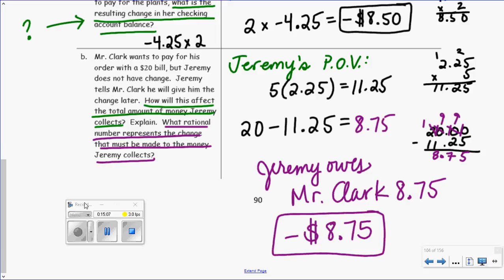Okay, so whatever Jeremy has right now, he needs to take 8.75 out of that to pay Mr. Clark back, since Mr. Clark paid too much. He didn't have anything except a $20 bill, and like I said earlier, that's a very, very realistic scenario.